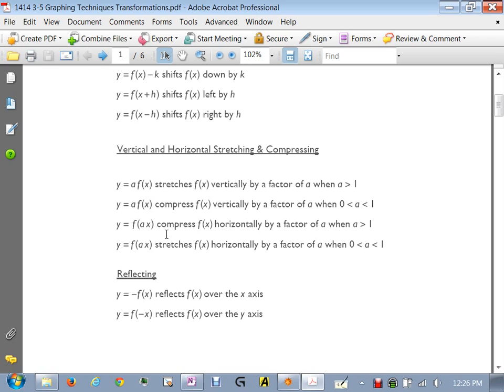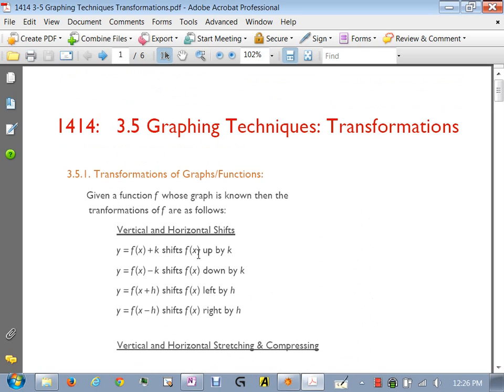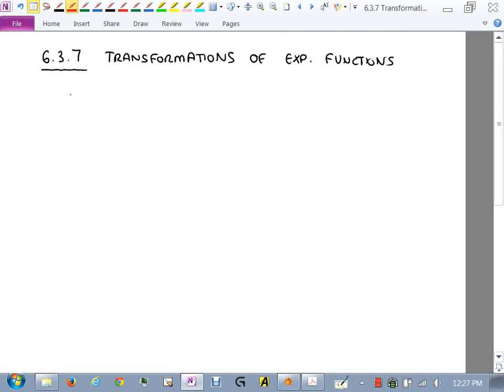All right? Everything is the same as what we did here, except that your given function, a function whose graph is known, is now this exponential function. Now we're going to move it up, down, left, right, flip it over, stretch it out. So here's an example. Sketch f of x equals negative 2 to the x plus 1 plus 4.